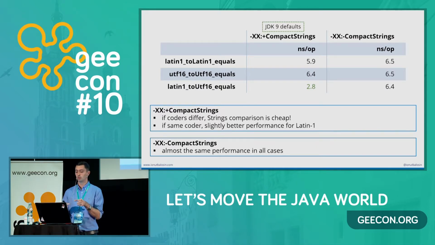However, in the case of Latin1 with compact strings, it was slightly better. Why? Because probably Latin1 is backed by fewer bytes in that array in comparison to UTF-16, where the byte array is doubled. In the case of running the JDK without compact strings, the last column, the timings are almost the same. So this is a very important thing to take away: if the strings are backed by different encoding schemes, the comparison is actually extremely cheap.